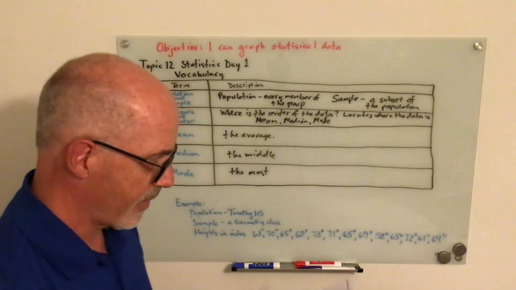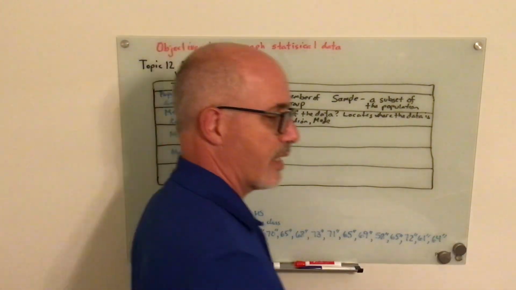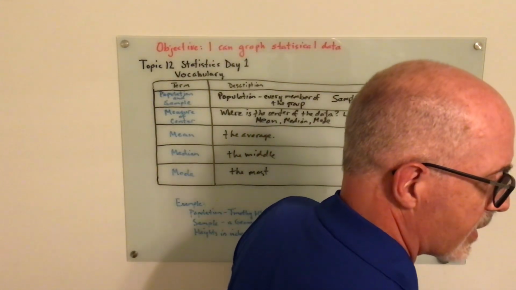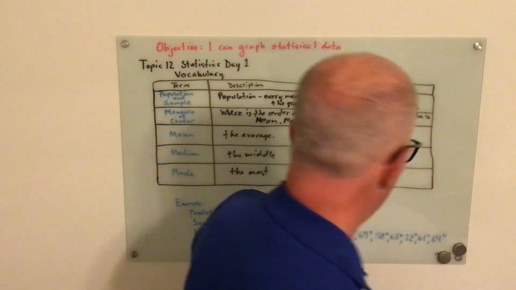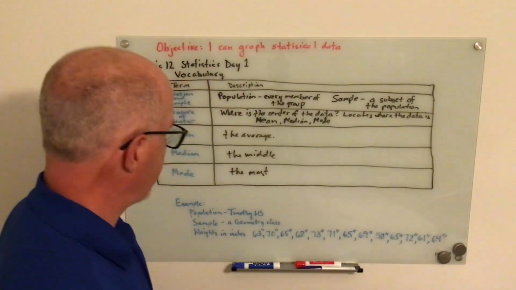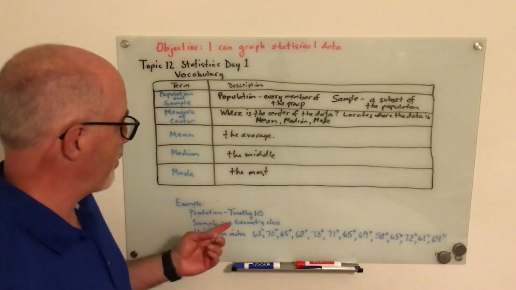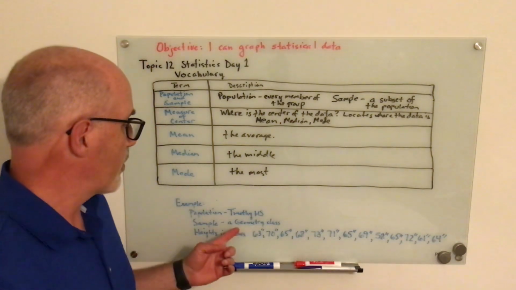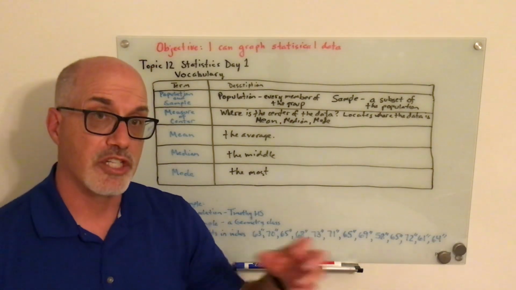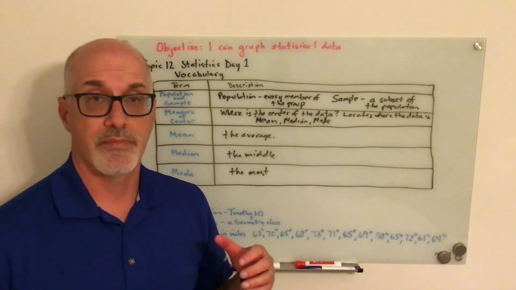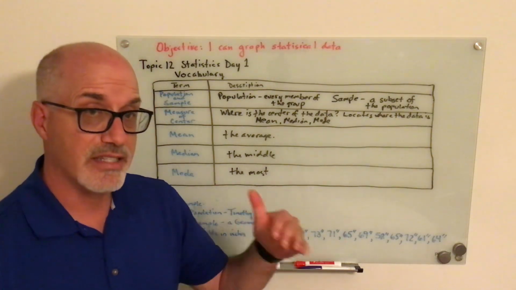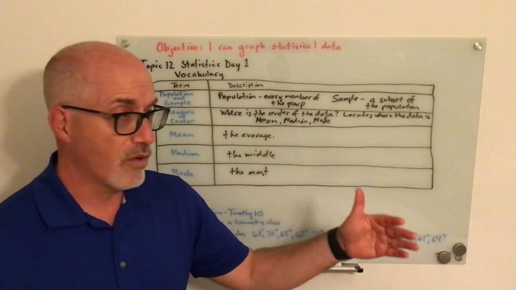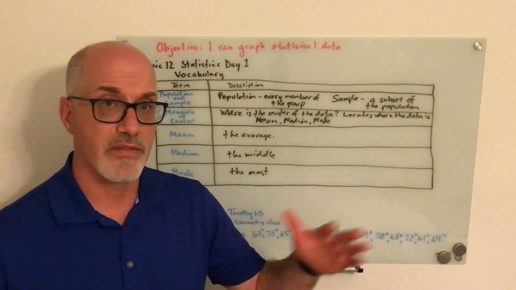That's the mode. Now, we're going to do an example to kind of help to illustrate what we're doing with these. So I'd like to use this data set. The example is the population is all of Timothy High School, and what we're going to look at is pulling out a geometry class as a sample. So geometry class and the heights of the individuals to hopefully show some representation of the whole school.